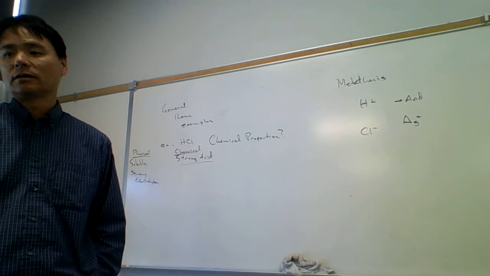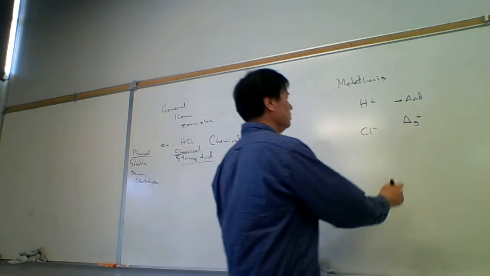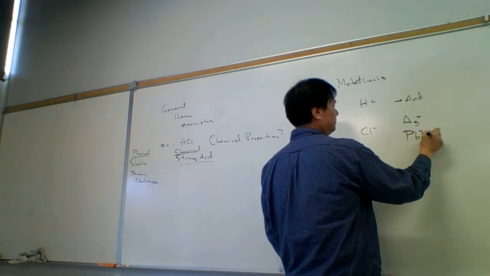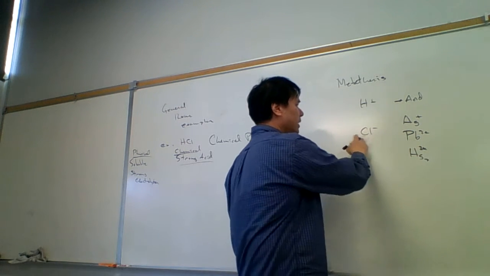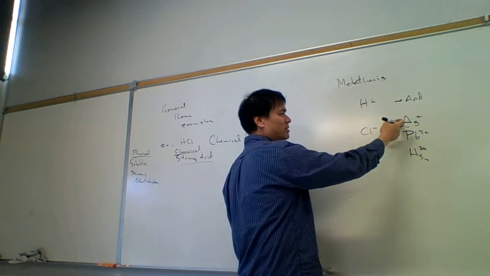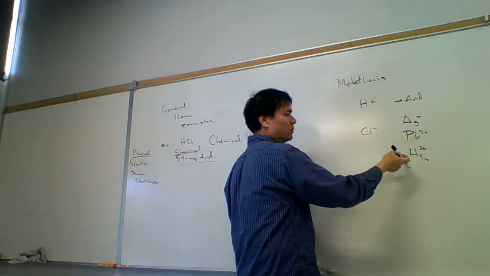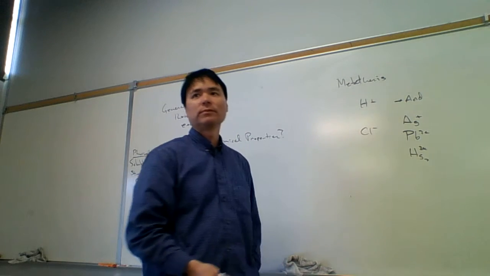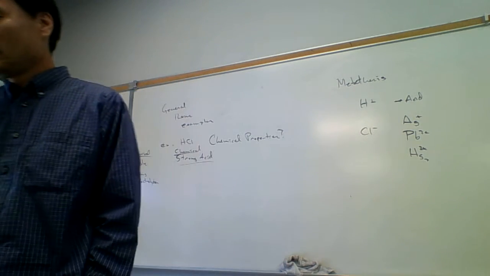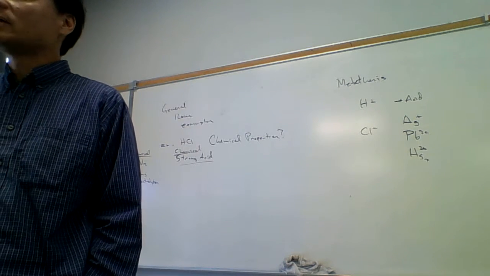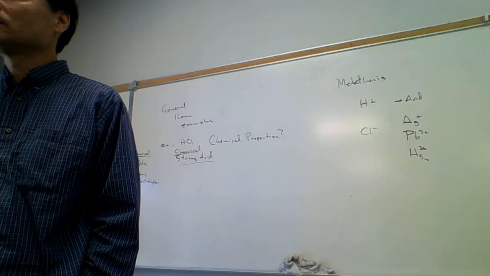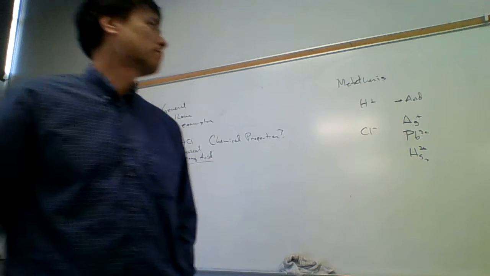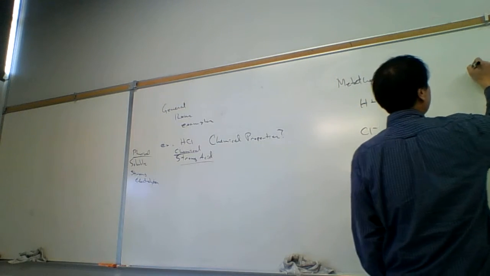What else? Lead 2, and mercury 1. And so chloride, HCl will react with any salt that contains silver ions, lead ions, or mercury 1 ions in solution. And so HCl will undergo metathesis reactions with silver, lead, and mercury ions. Then we go to acid base.